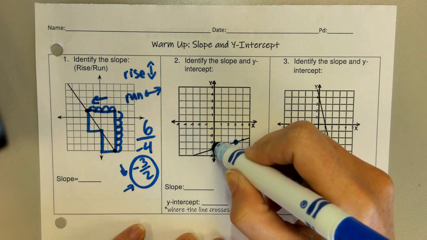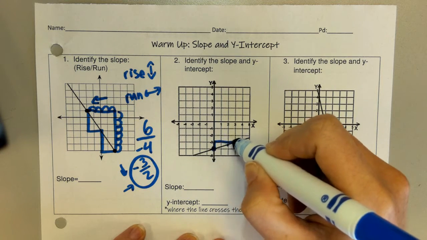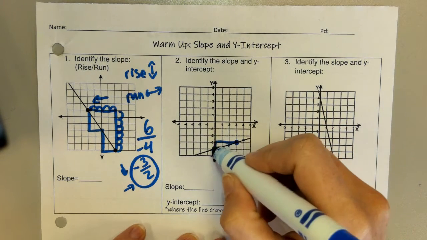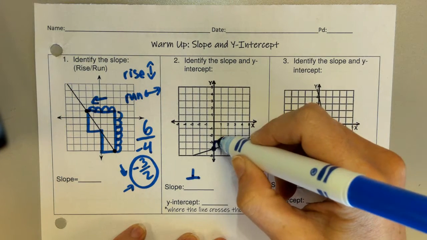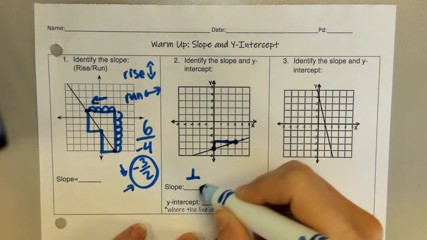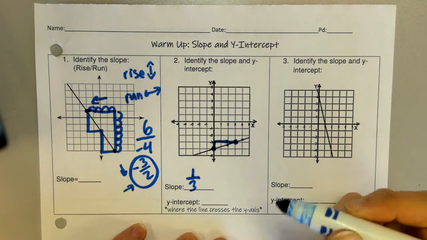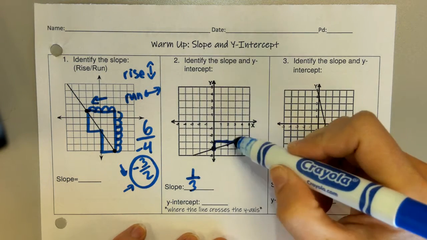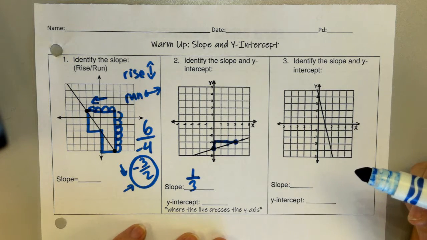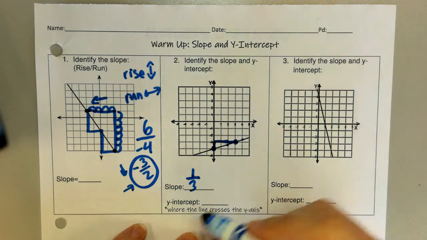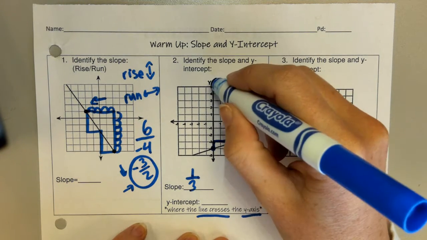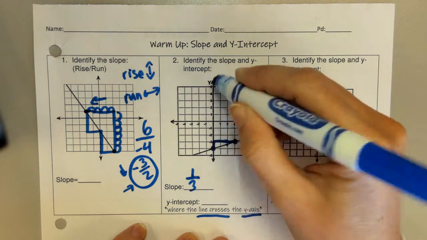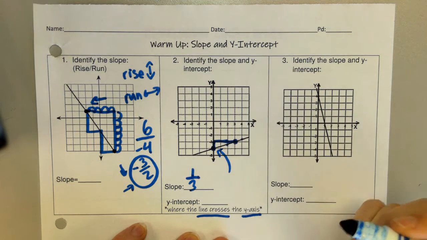So straight up and straight over. So giving the directions, we have to go up 1, or we rise 1, and then we go over 1, 2, 3. 3 boxes. So I have to go up 1 street and over 3 streets to get to my next point. The y-intercept is where the line crosses the y-axis. This is our y-axis. The line crosses right here at what number?